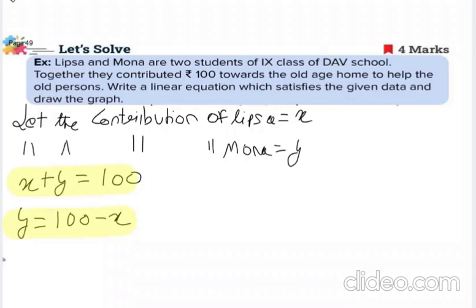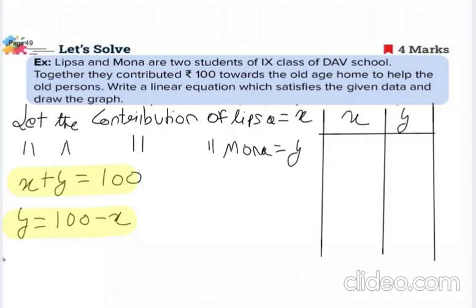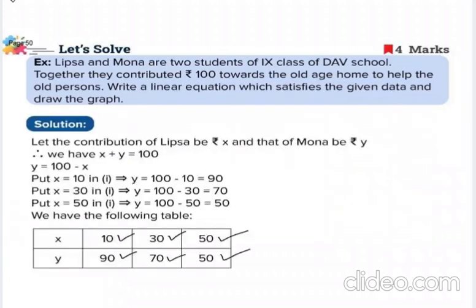For example, let me draw a quick table. So here you see we can take any values, like if y is 50, using the equation x will also be 50. Correct, if x is 60, y will be 40. Then if x is 40, this will be 60. So there can be infinitely many solutions. So we want the equation, so we have written this. Now as related to the graph, I will show you.